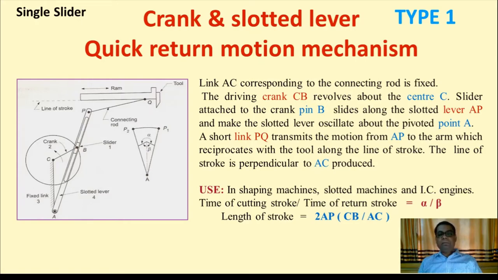The ratio of the angle alpha divided by beta is very much important, and the length of the stroke, that is how we can find out, that is the length of the stroke equals 2 into AP, that is the length of the lever, multiplied by CB by AC. CB is nothing but the crank and AC is nothing but the length of the fixed link.